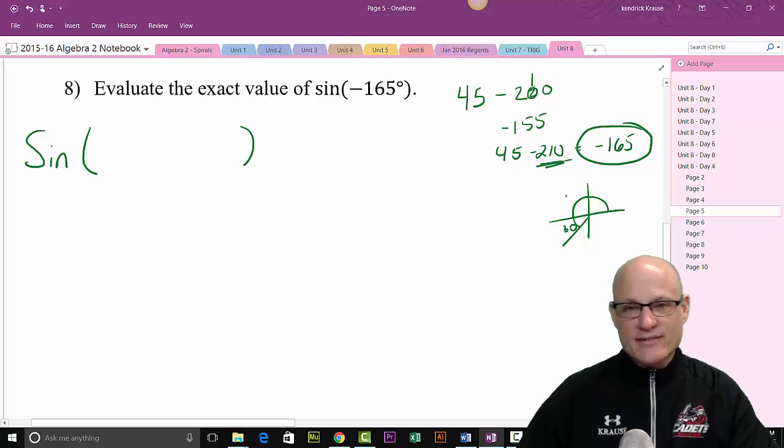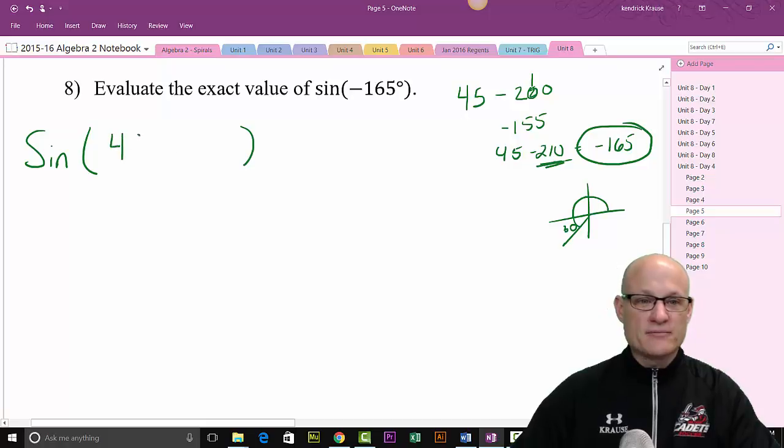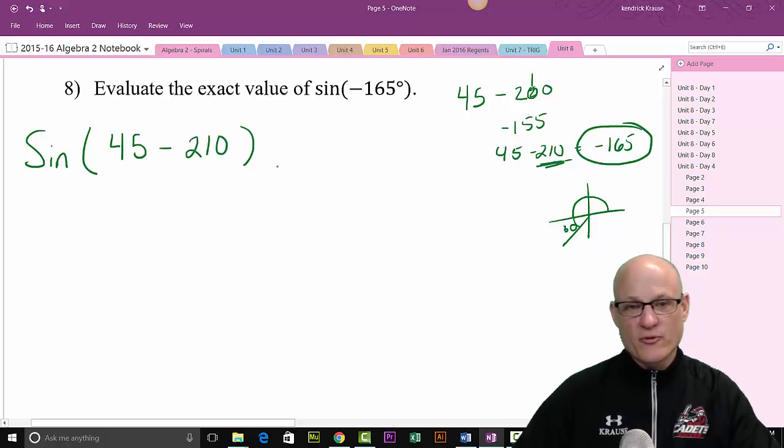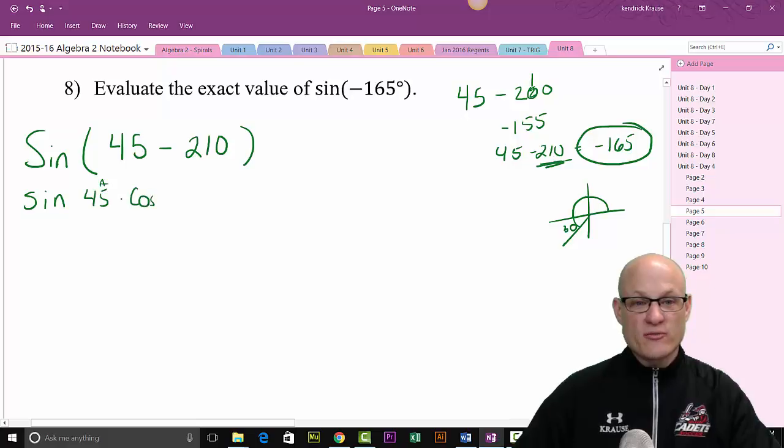All right, kids. So it's kind of a guessing game. You got to play around with it. Come up with some numbers that work. In this case, 45 minus 210 works. So I'm not going to use the sum formula. I'm going to use the subtraction formula. And the subtraction formula, or the difference formula, is sine of 45, or A, cosine of B, 210, this is B, minus, that's where the minus comes in, that's the only place, the cosine of 45 times the sine of 210. A and B again.